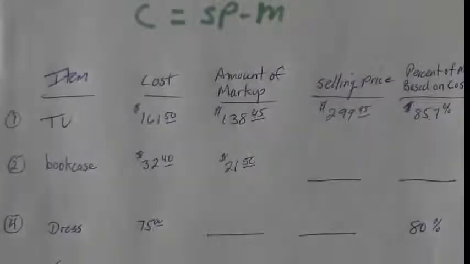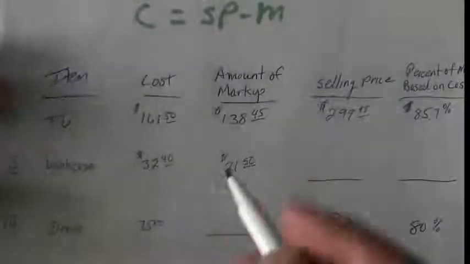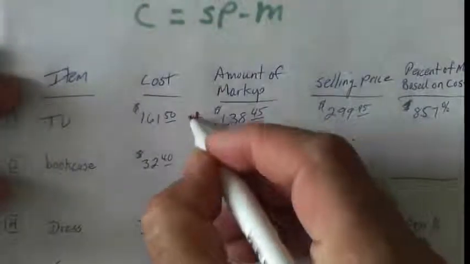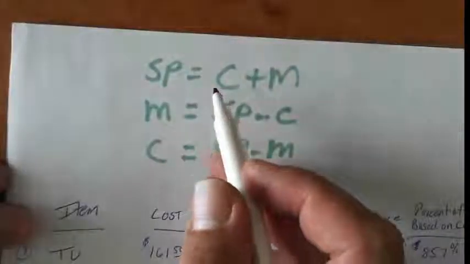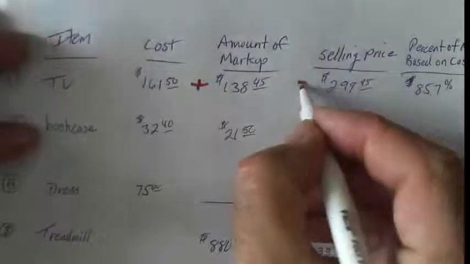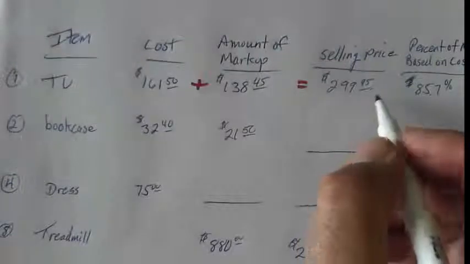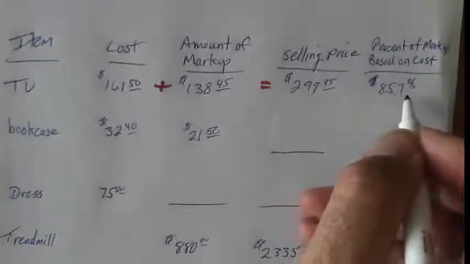So we have number one, where the TV costs $161.50, has a markup of $138.45 and a selling price of $299.95. Then the percentage. Well, how do they get those things? Well, in order to get the selling price, they just took the cost plus the markup. So right here, selling price, cost plus markup, and they just added those together, and that's how they got the $299.95.